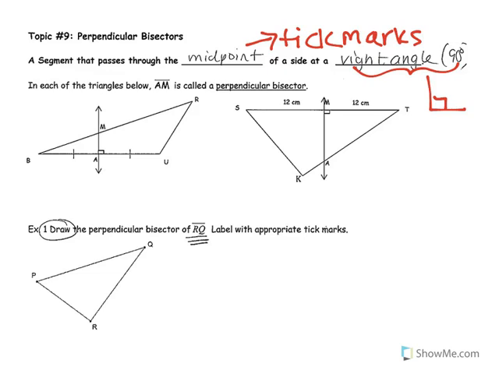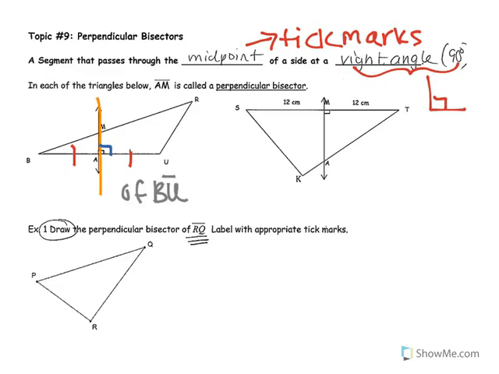So in each of these segments below, AM is a perpendicular bisector. If we look at this segment AM, we can see that it's doing two things. We can see that A is the midpoint, so I have the tick marks, and that it's crossing at a 90-degree angle at A, okay? Now notice here, everything is happening to that segment BU. So this is going to be a perpendicular bisector of BU, okay?